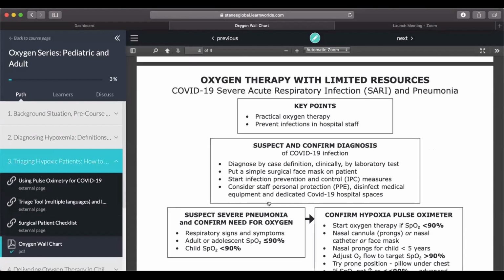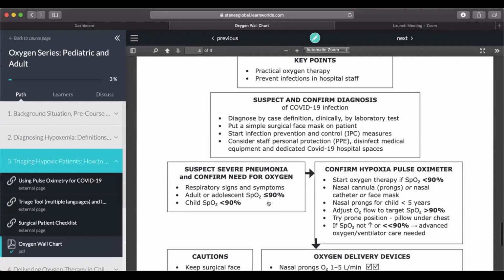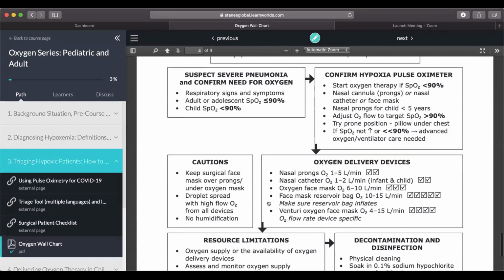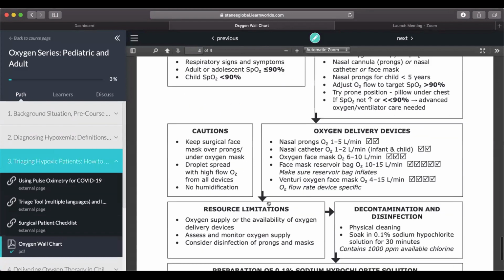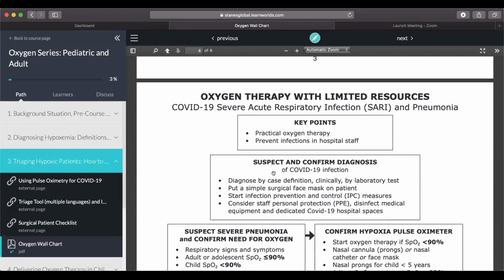It gives you key points and practical oxygen therapy on how to deliver oxygen if you suspect pneumonia or hypoxemia. It gives you a way to work through the questions that you're asking. So we can start at the top. It just wants to give you practical oxygen therapy and preventing infections for hospital staff. Again, this is geared towards COVID-19 patients.